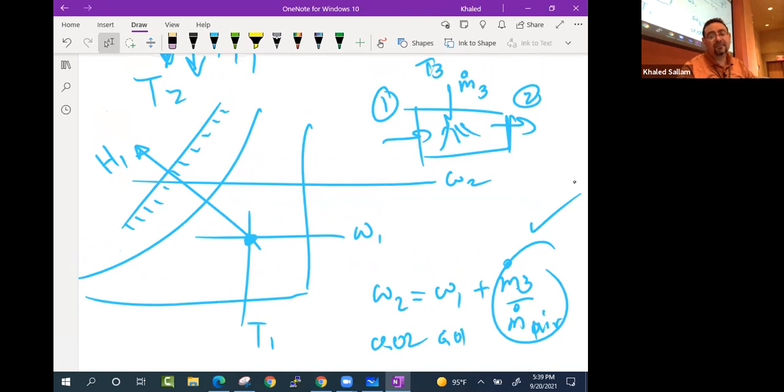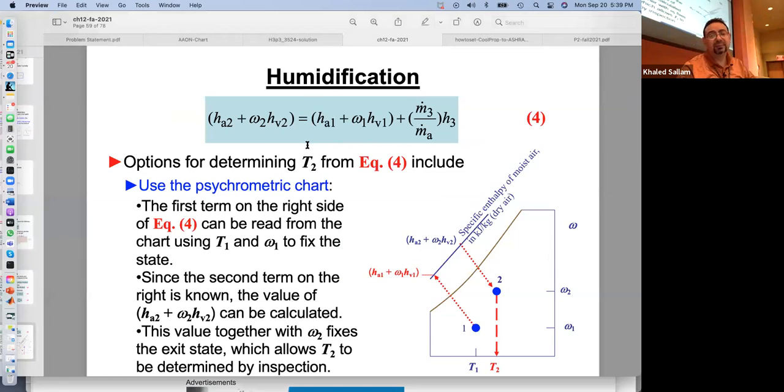How can I get my H2? The first law, right? What is this? H air 2 plus omega 2 H vapor 2. What is this thing between brackets here? That is the total H2. It's H air plus omega 2 H vapor 2. This is the total enthalpy, the mixture enthalpy per unit mass dry air, right? See, the m dot air is waiting.